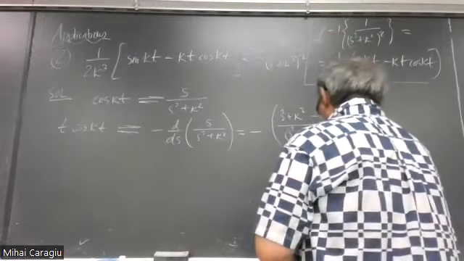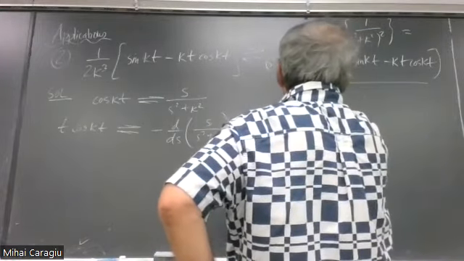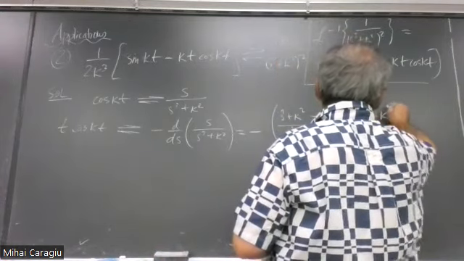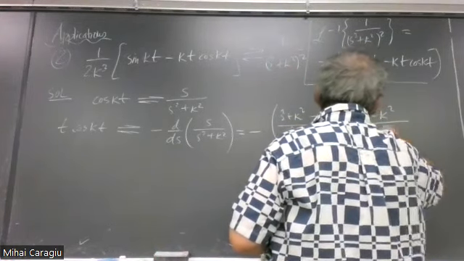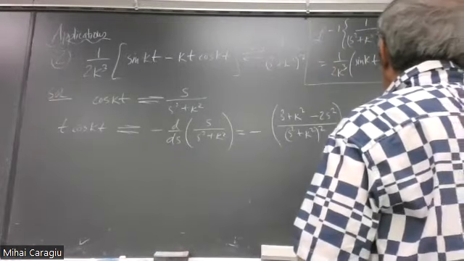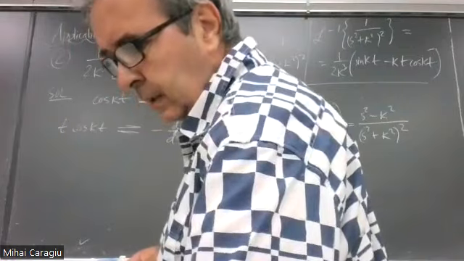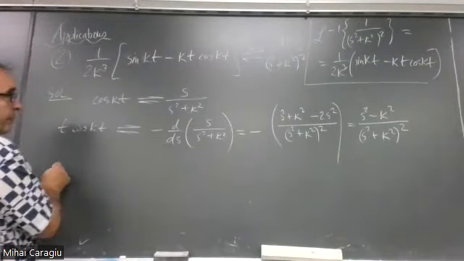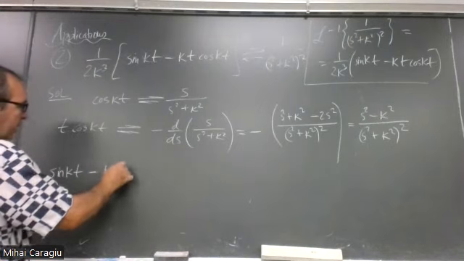If you do the calculation, it is k squared minus s squared, and with the minus in front it is s squared minus k squared over s squared plus k squared, squared. That's a partial result: t cos kt transforms into s squared minus k squared over s squared plus k squared, squared. Now let's try to do the transform of sine kt. From this formula, what do we get? Sine kt minus kt cos kt.